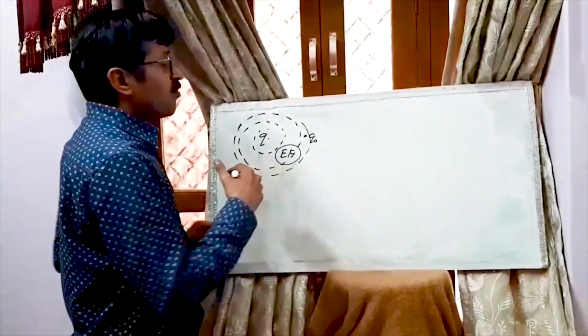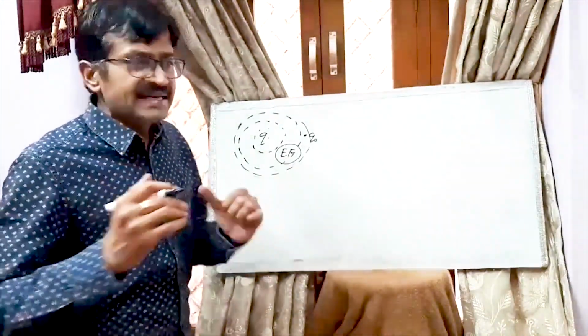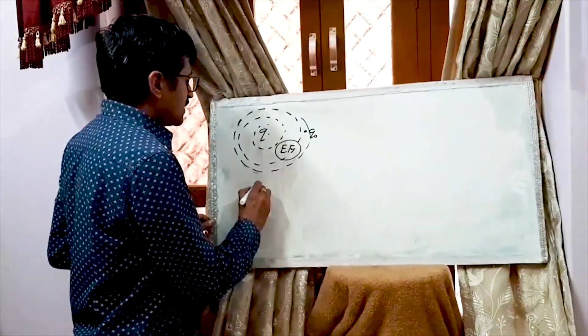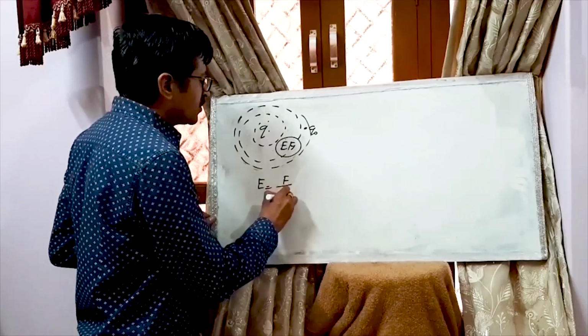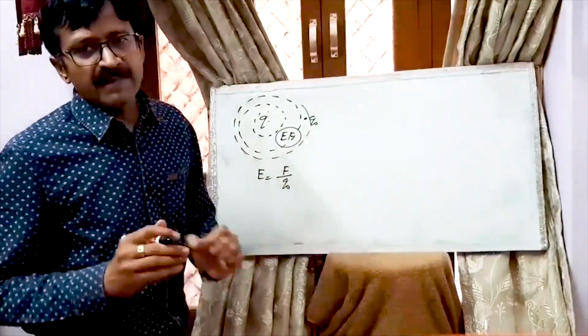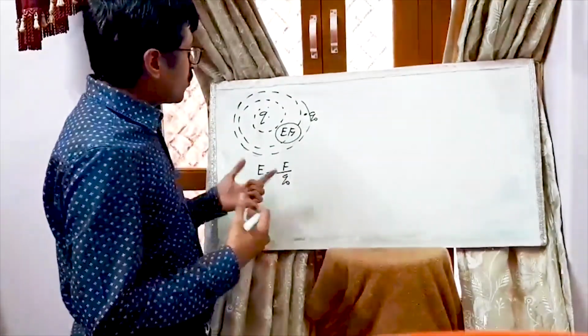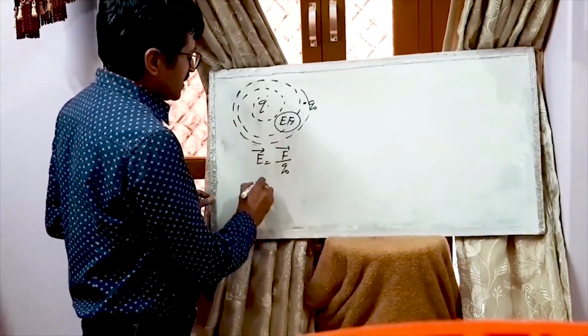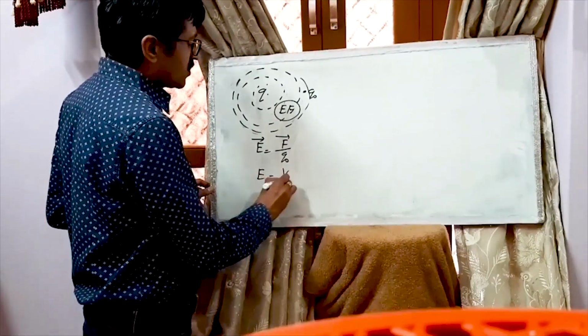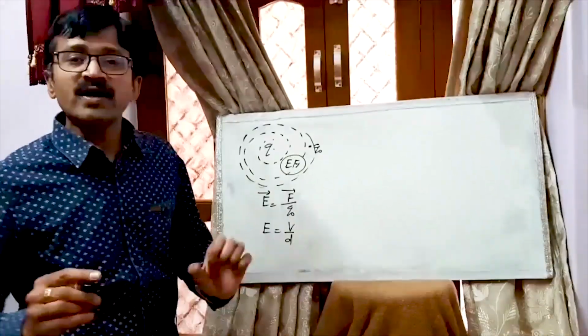Now what about electric field intensity? Electric field intensity is the force acting on a unit charged particle kept in an electric field. How much force is acting? F upon Q naught. It is a vector quantity. Its other formula is E is equal to V upon D, voltage upon distance.